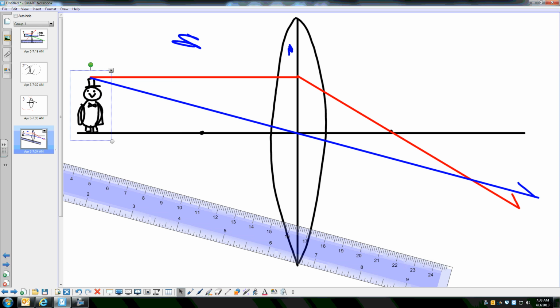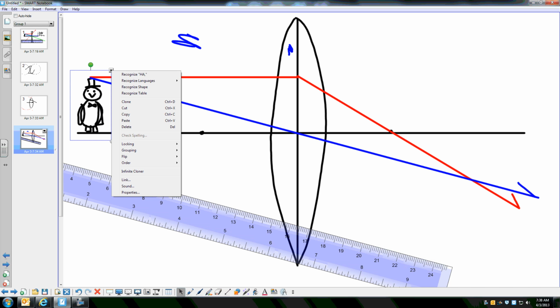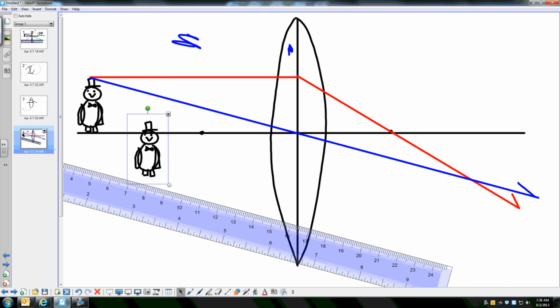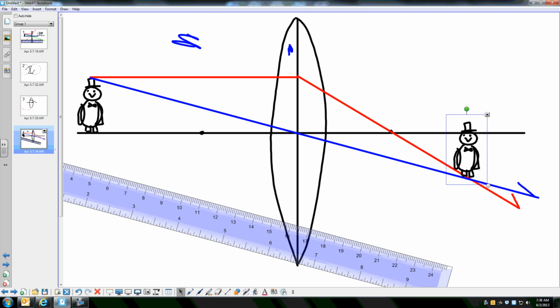Correct. Any special things you want to say about it? It is real. Is it like that? Right, we have to flip this penguin upside down.